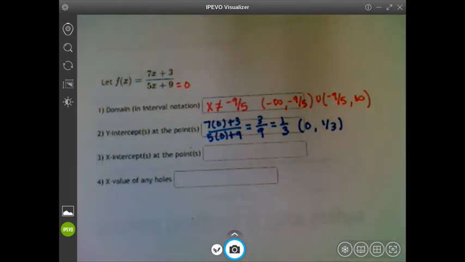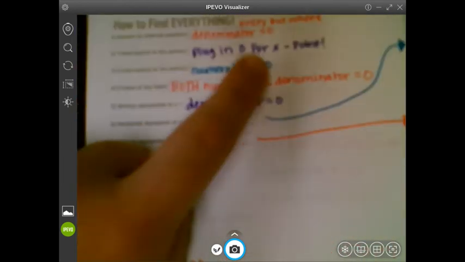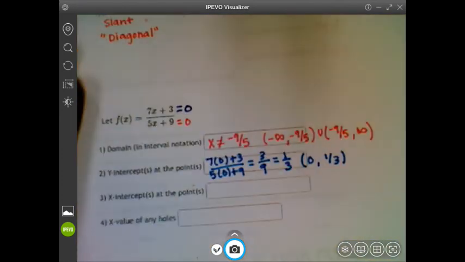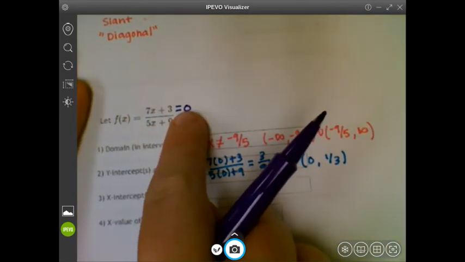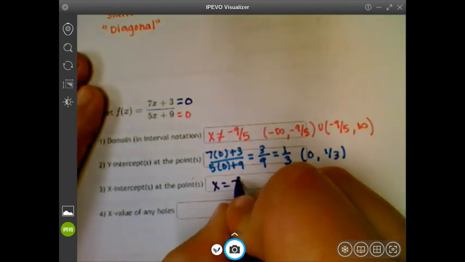All right, up next, the x-intercepts. If you go back up to the x-intercept, it's where the numerator is equal to 0. So now we're going to check the top. Where is that equal to 0? You would subtract 3 and divide by 7. So that would be at negative 3 over 7.